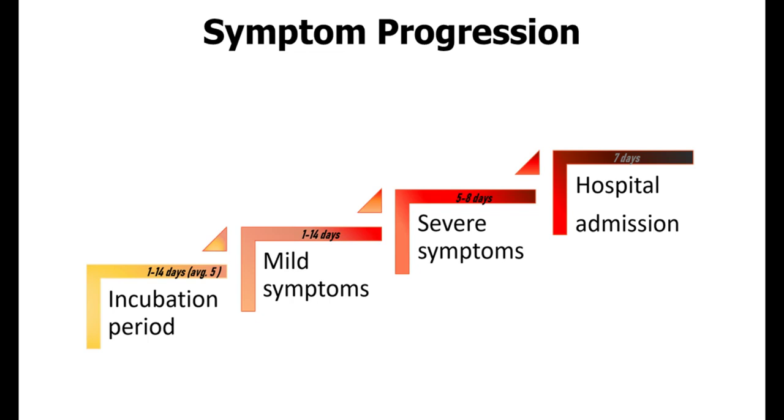And in some studies, like this one, they showed that for those who were very severe and fell into the 5% category, they would get hospital admission within 5 to 8 days of having their symptom onset.